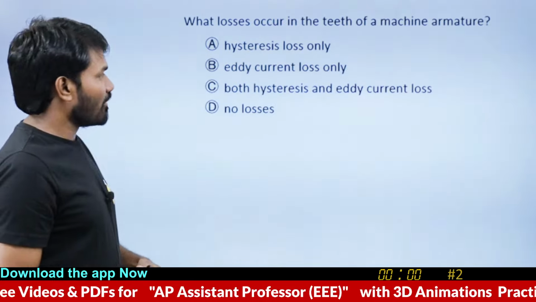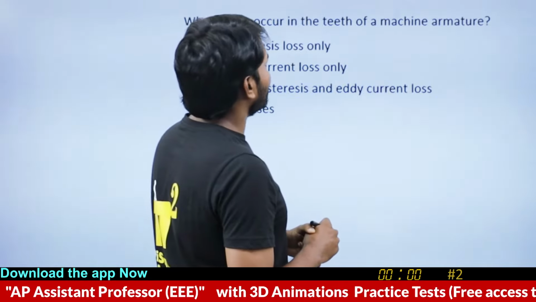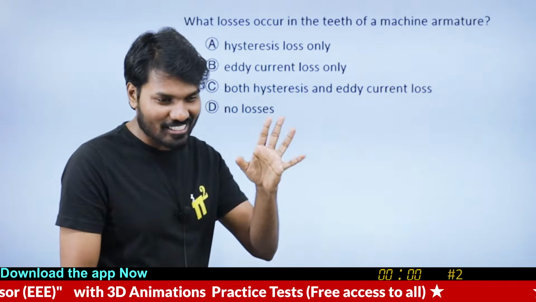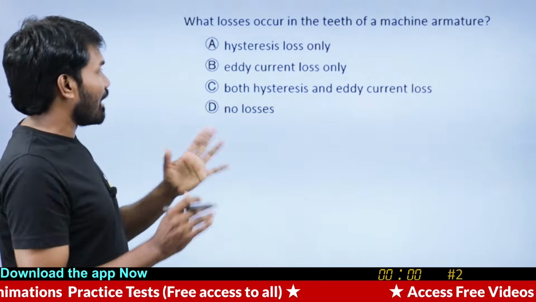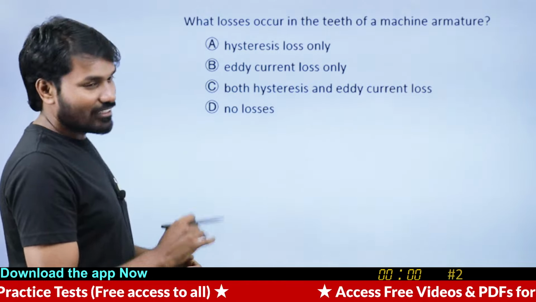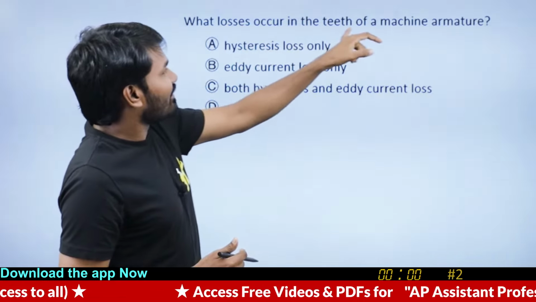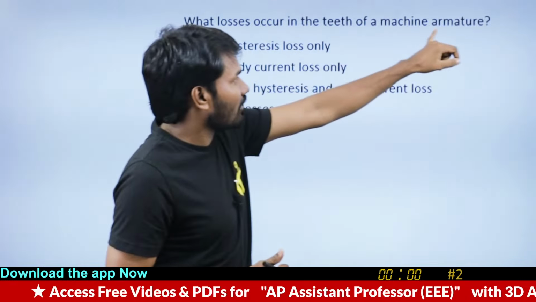Everybody's saying B. So what losses occur in the teeth of a machine armature? You answered wrong actually. Everybody answered B. Careful here, there's a trap. I thought the answer is B. Look at it. What losses occur in the teeth of a machine armature?